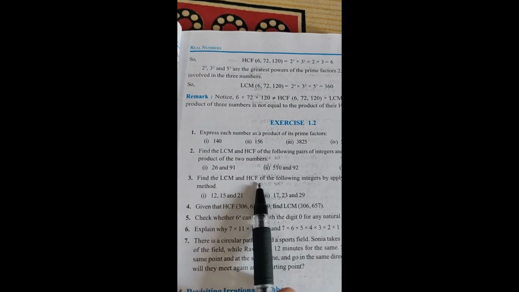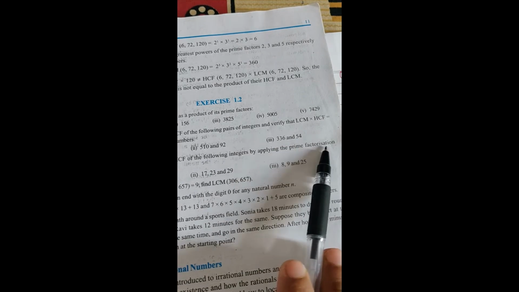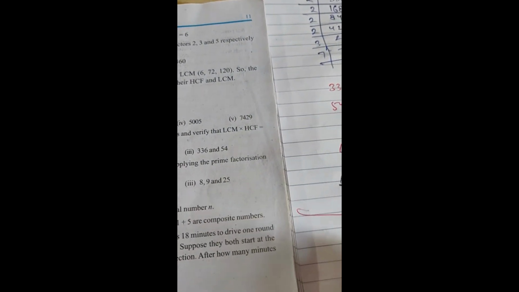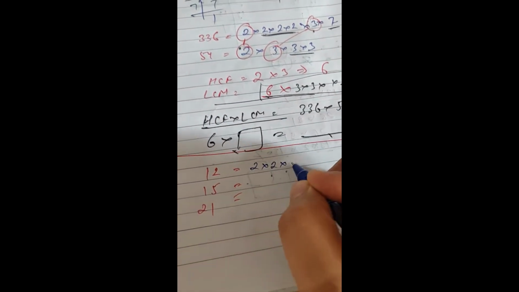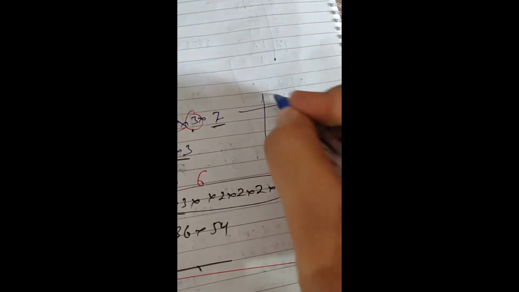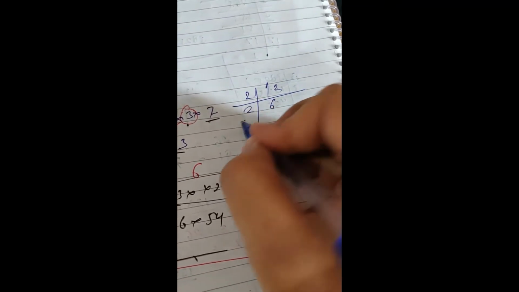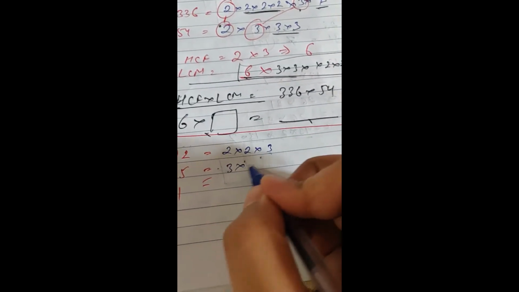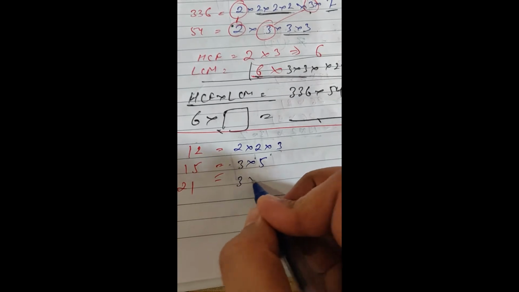Now they are saying find the LCM and HCF of the following integers by applying the prime factorization method. Now these are the sets of 3. So we are having 12, 15 and 21. 12 can be written, if you do prime factorization side-wise like this: 12, 2, 6, 2, 3, 3 and 1. For 15 this is 3 into 5, and 21 is 3 into 7.